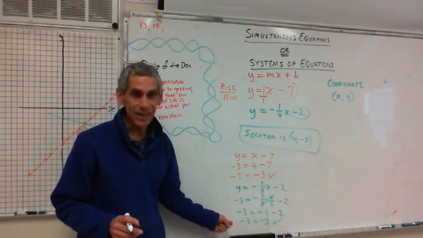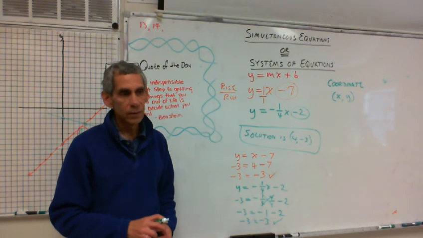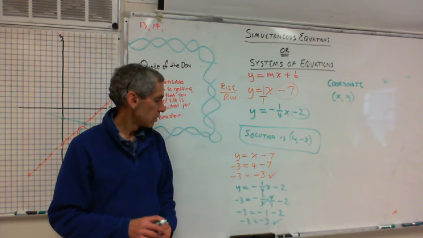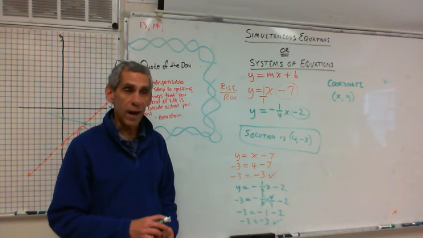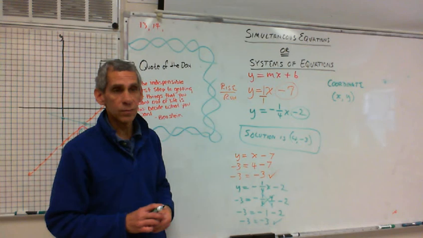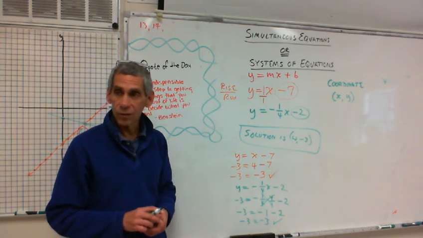Now, if I didn't check this, I wouldn't know for sure. You know what I'm saying? Now, this is the graphing method. We're solving systems of equations by graphing, right? So this is the graphing method.